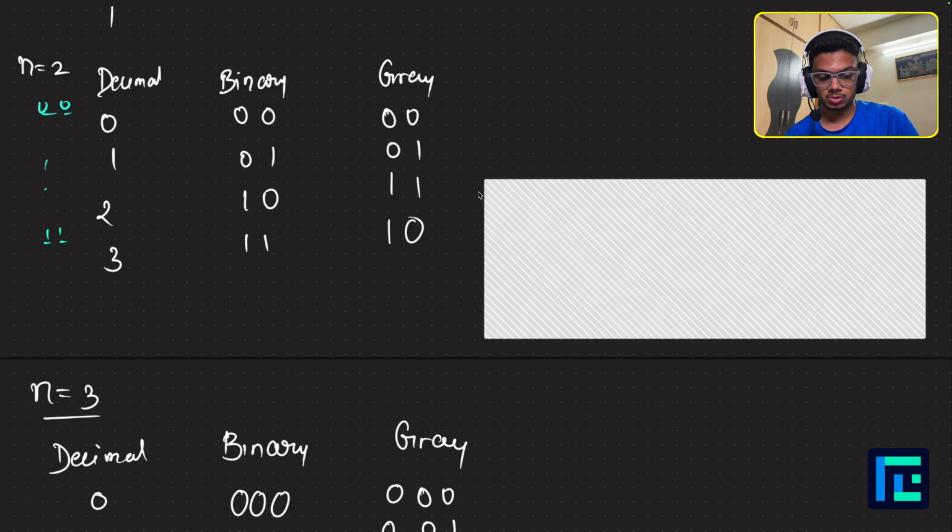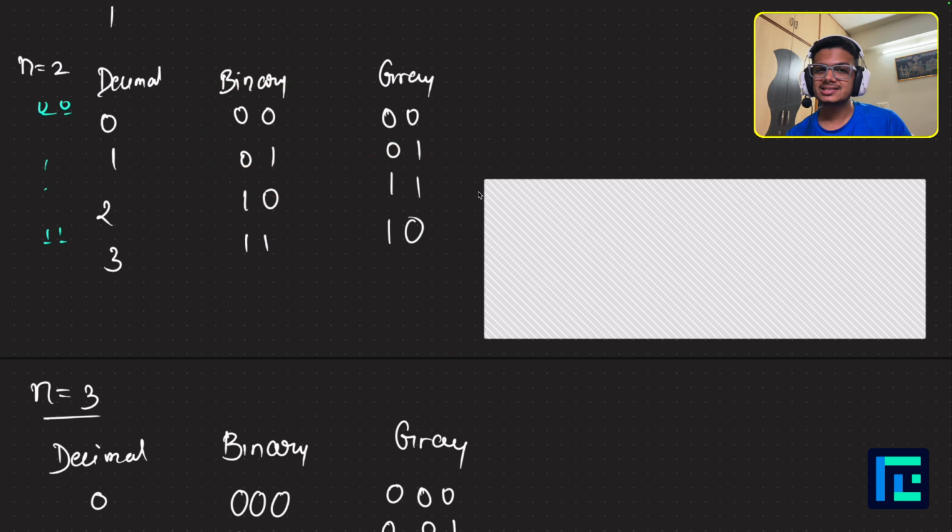But now one interesting thing: if you want to go from Gray code 1 to 2's Gray code, you only have to change one bit, right? But what happens in binary? In the binary representation of 1, if you want to go to 2, how many bits need to change? See, you first have to change this bit to 0, and then you have to change this bit to 1. So 2 bit changes are required here. But in Gray code, you have to change only 1 bit.